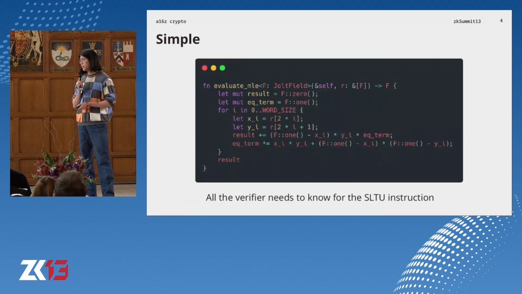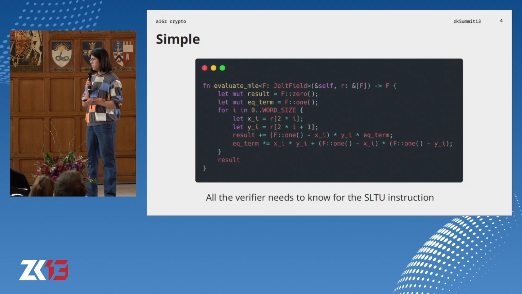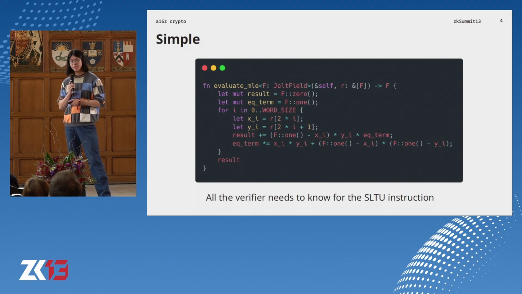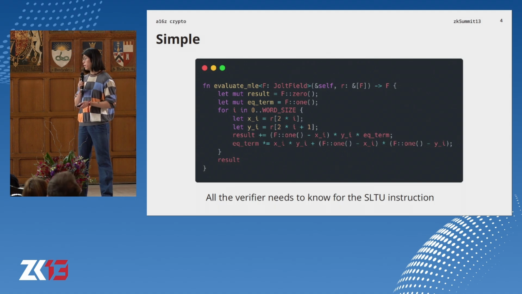So to make the simplicity point concrete, this is basically all the verifier needs to know for the RISC-V less-than instruction. Put another way, you can think of this as the marginal audit surface of one instruction in Jolt. As you can see, it's just a handful of lines of regular Rust, no low-level circuitry required.